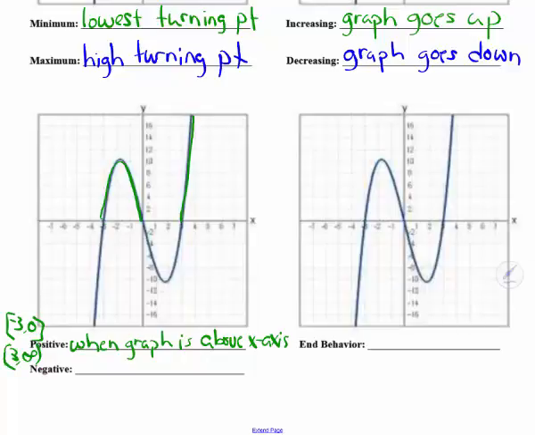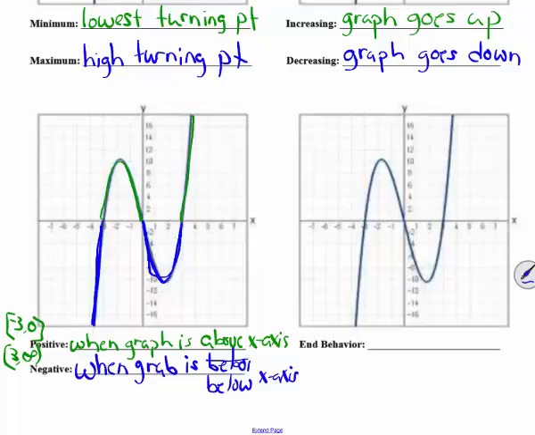Negative is when it is below the x-axis. So in that case, you're going to have this part of the graph, and you're going to have this part of the graph. That's when it's negative. So it's negative from -infinity up to our -3, and then from 0 to 3. Because that's when the graph is below the x-axis.